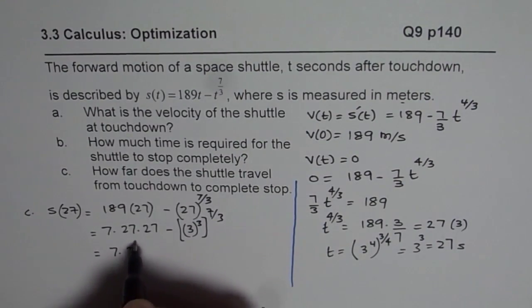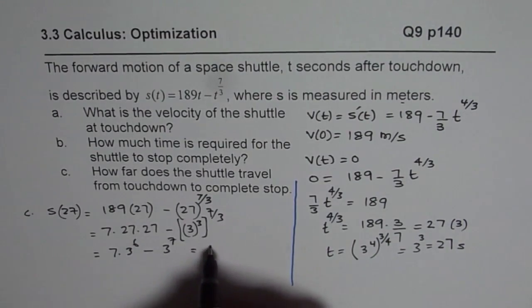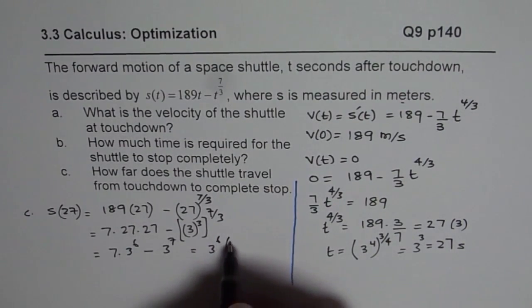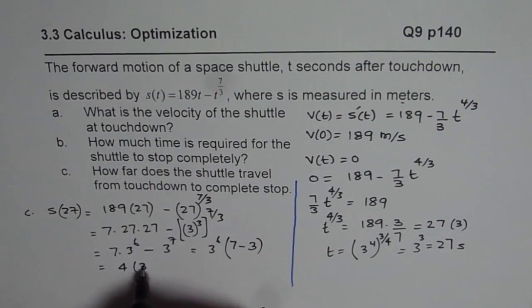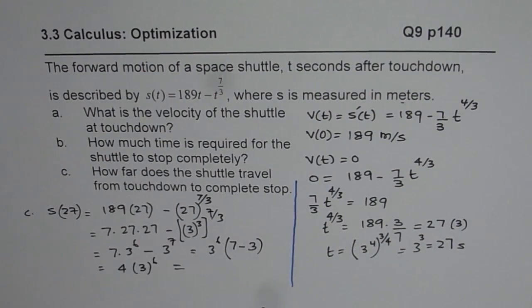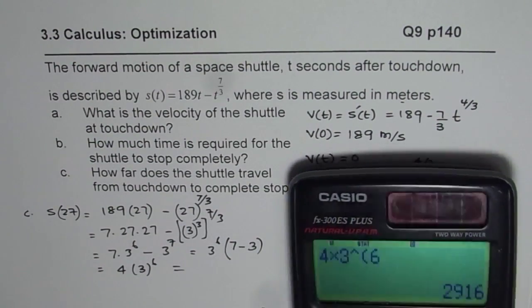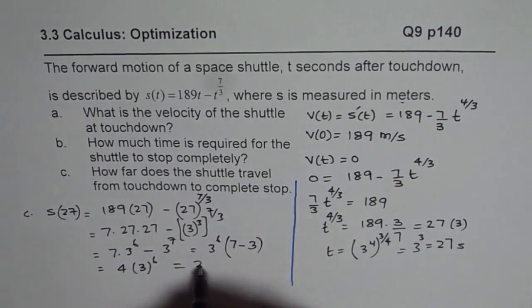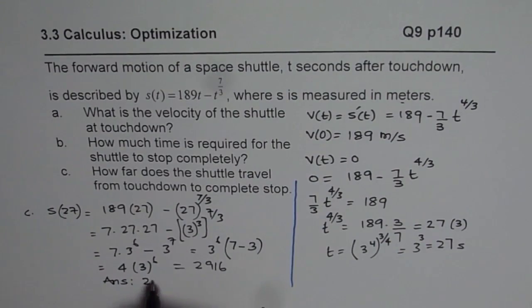So we get 7 times 3 to the power of 6 minus, here we get 3 to the power of 7. And now you can take 3 to the power of 6 common. So when you take that, you get 7 minus 3. So your answer is 4 times 3 to the power of 6, right? You can calculate using the calculator. Well, you could have done it straight away. There was no need to do all this. But I'm just showing you these calculations since they are very interesting, right? And I hope it helps you to visualize. 2916 is your answer. So the answer will be 2916 in meters, right?